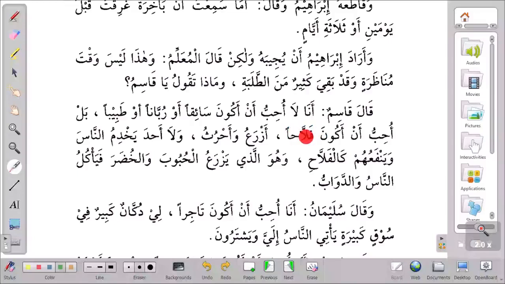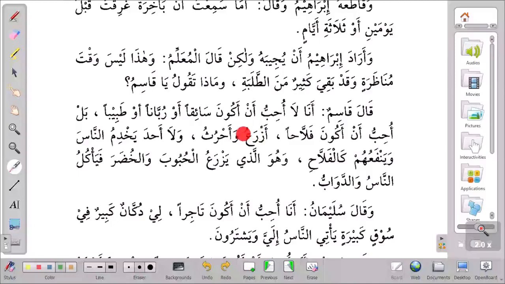But because this is khabaru kana, kana will always have ism kana and then khabar kana. The khabar kana yu'rabu da'iman mansub, is always going to be mansub. That is why you see here having fathatain on it, not fallahun, but rather fallahan. This is the grammar part. As I said, if you are not really understanding the reason why these things are there, you can check the grammar lessons. Inshallah, these things are nicely explained there.